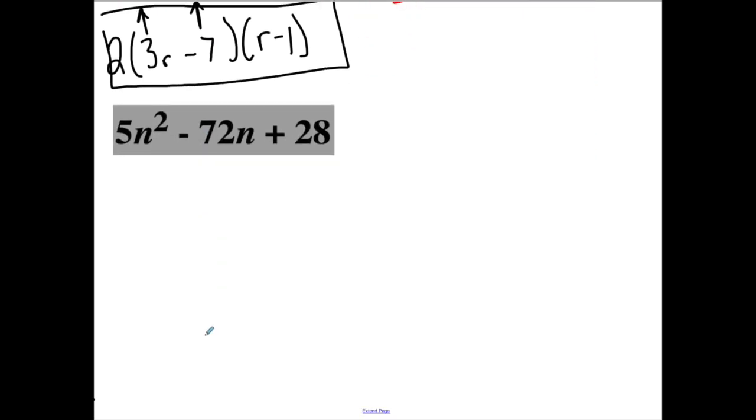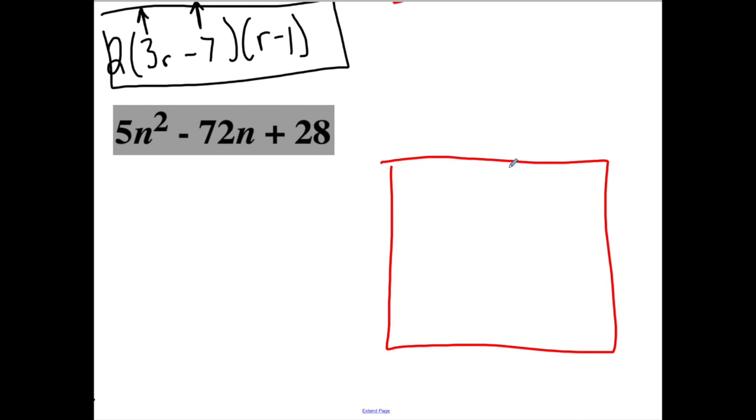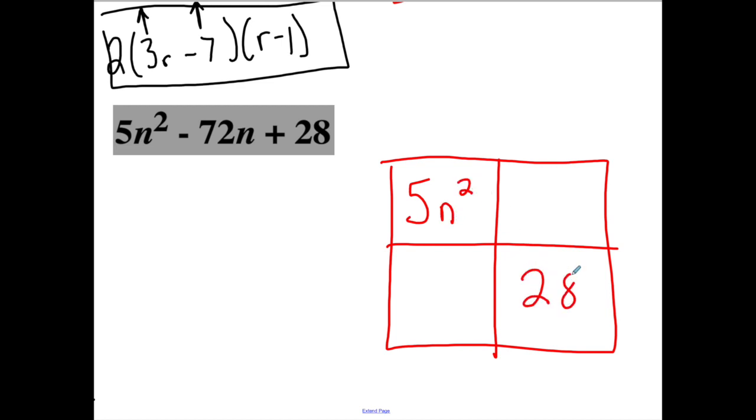All right, last one. This one here is easy in some ways and tough in some ways. So first of all, we know what our setup's going to start with. We're going to have 5n squared and 28. That's how that always breaks down. Now 5n squared, we get lucky because it has to be 5n and n. Remember the n times n for n squared, but we know the only way to make 5 is with 5 and 1. Now the challenge is, how are we going to get 28?